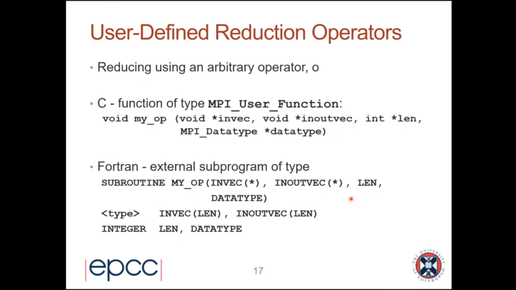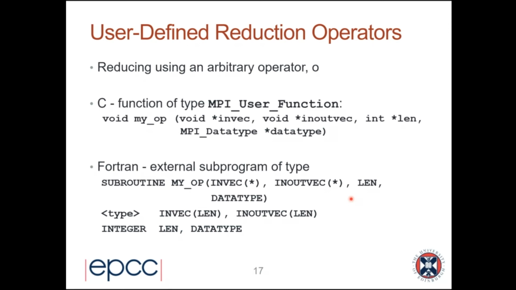You can extend this set of reduction operations to do your own. It's a two-stage process. You have to write the reduction operation, which has to have a fixed prototype. It has to take an input vector, an input-output vector, a length, and a data type, and combine them. You write a C or Fortran function which does that, and then you register it with MPI, saying, here's a new function I want you to use. It gives you back a new MPI op, which you can then use later on. I'm not going to go through the details because it's slightly contrived and tricky with prototypes, but you can do it.